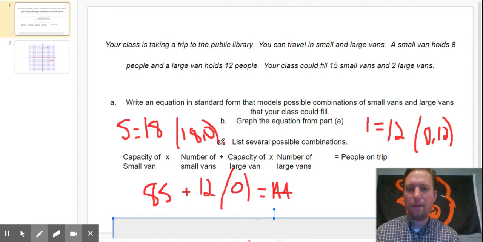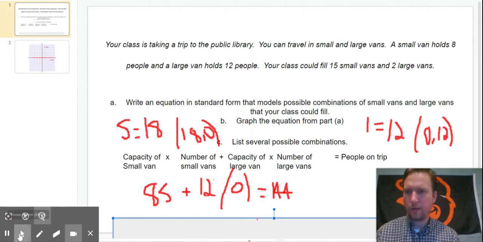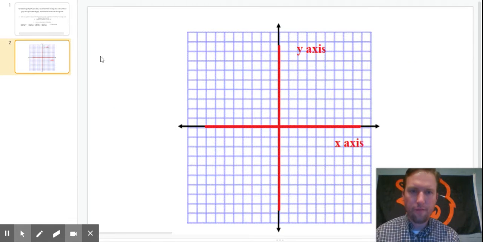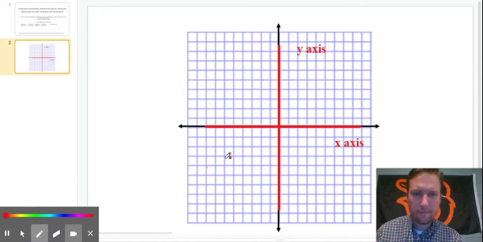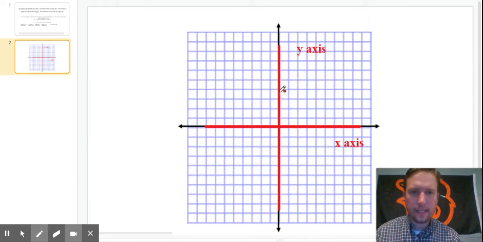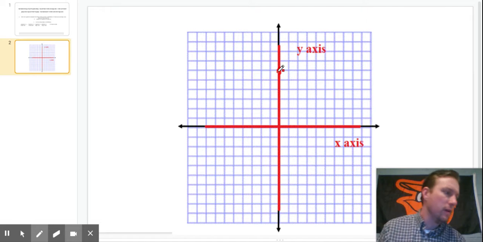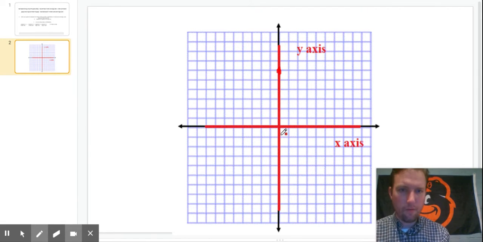So here is our graph. If I jump to the next slide, here is our graph. So we're going to graph these. I go up 2, 4, 6, 8, 10, 12. So that would be our first point of 0, 12. And then I'm going to go over 18. 2, 4, 6, 8, 10, 12, 14, 16, 18. It's going to be here.